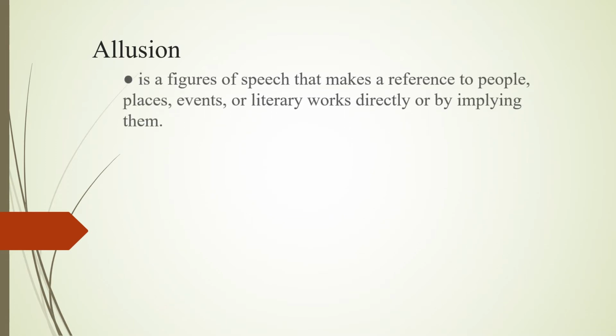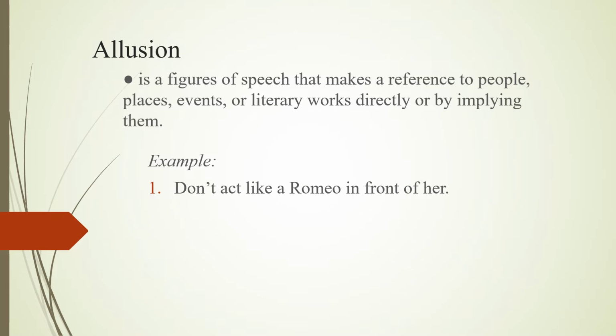We also have allusion. Allusion is a figure of speech that makes a reference to people, places, events, or literary works directly or by implying them. Each of these concepts can be real or imaginary, referring to anything from fiction to folklore to historical events and religious manuscripts. For example, don't act like a Romeo in front of her, wherein Romeo refers to someone who is sweet and romantic.